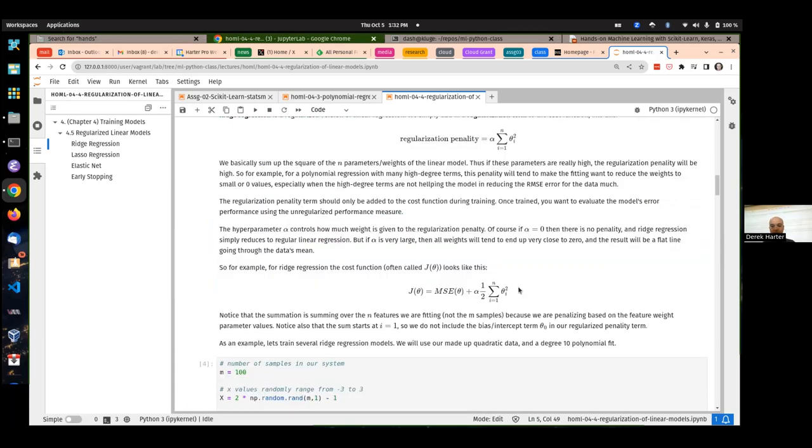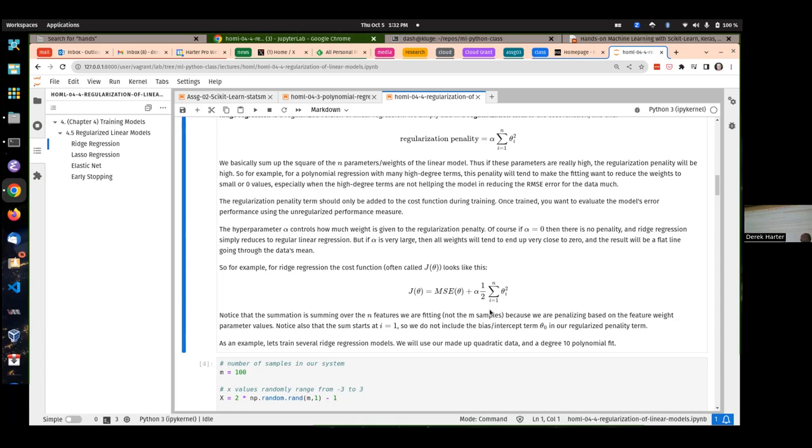I forgot to mention that I skipped over: there is one metaparameter for regularization. It's alpha in this case, so we can set that. If we make alpha zero, this whole thing goes away. So for an alpha of zero, we're not doing regularization. We're just doing straightforward mean squared error for the cost function.